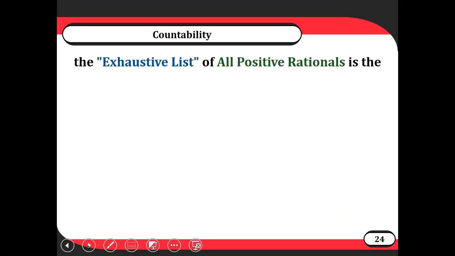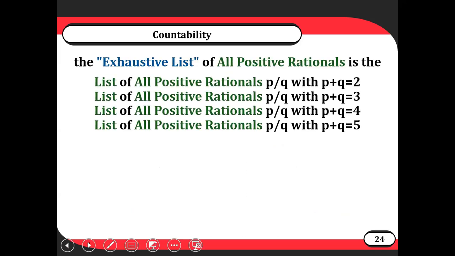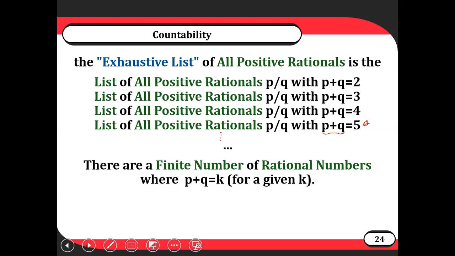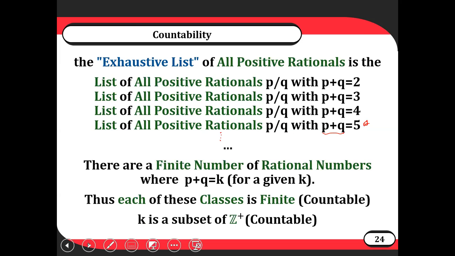All right, so we have this exhaustive list that goes through and counts and puts each of these rational numbers into an equivalence class. And each of those equivalence classes is finite because for any finite number here, the number of ways I can add P and Q is also finite. So there's a finite number of rational numbers for each K. K is a subset, so I go from 2 to 3 to 4 to 5 up to infinity. So it's a subset of the positive integers, which is also countable.